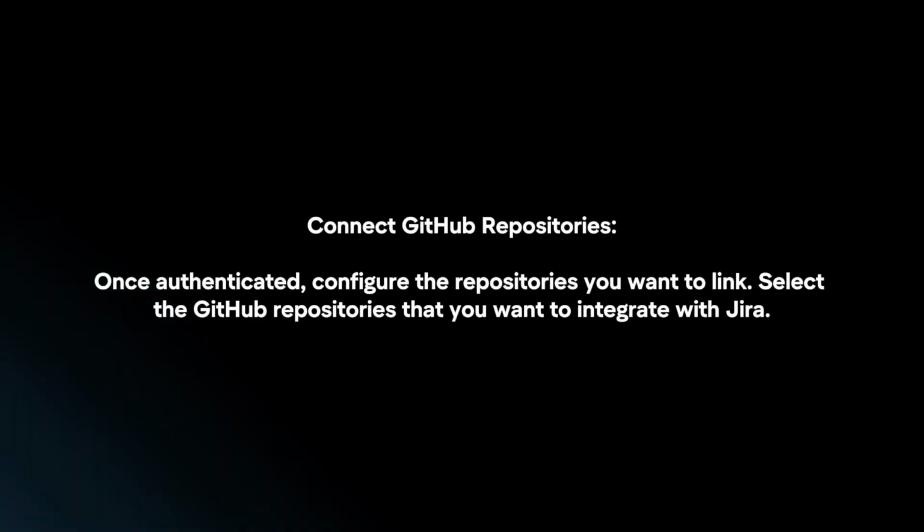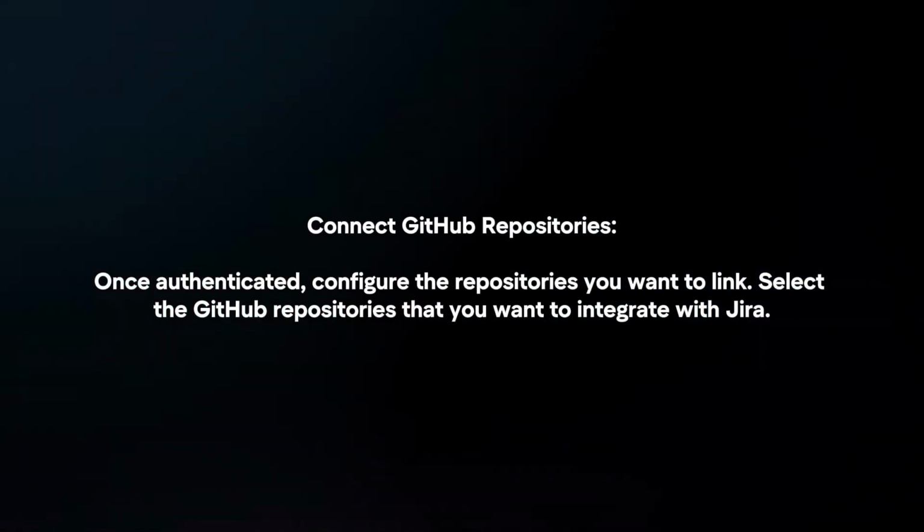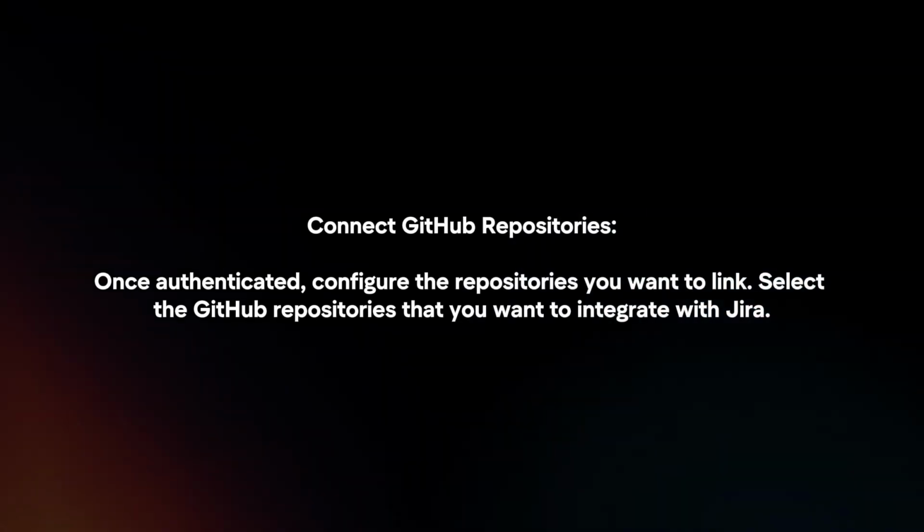Connect GitHub repositories. Once authenticated, configure the repositories you want to link. Select the GitHub repositories that you want to integrate with Jira.